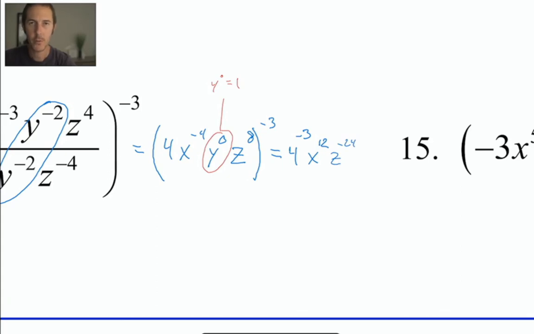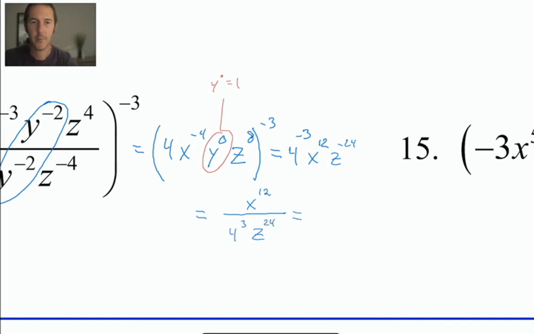Now we're ready to start using those bus tickets and moving things down to the denominator. I think I will move over here a little bit. I'm going to set up a fraction. I've got x to the positive 12, so she's staying right where she is. The 4 to the negative 3, he's going to spend that ticket and go down to the denominator, so we'll have 4 to the positive 3. And z to the negative 24, they are going to use their ticket, move to the denominator, and have their new positive exponent of 24.